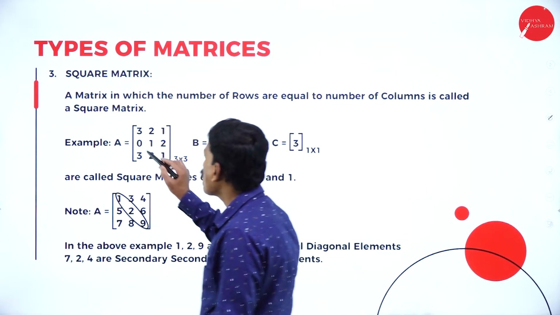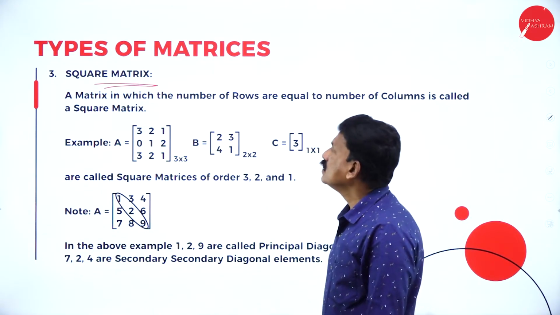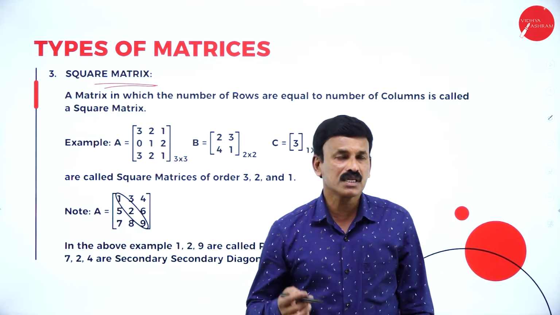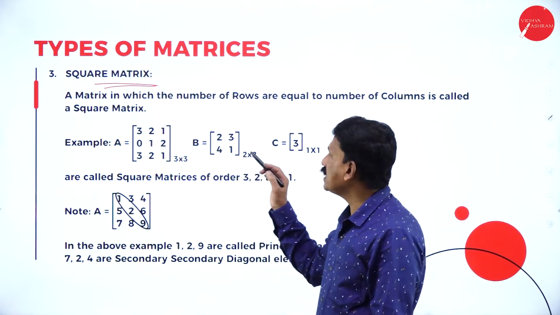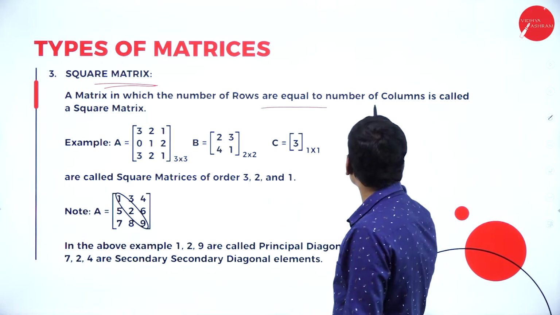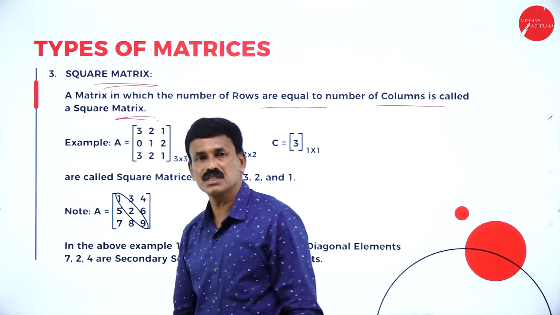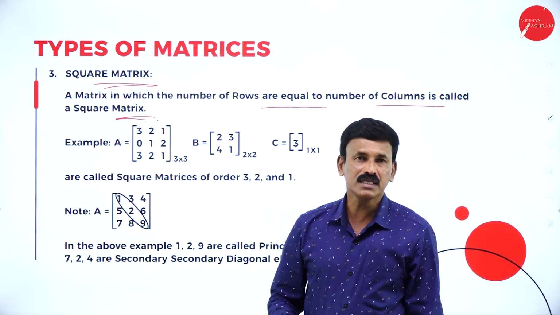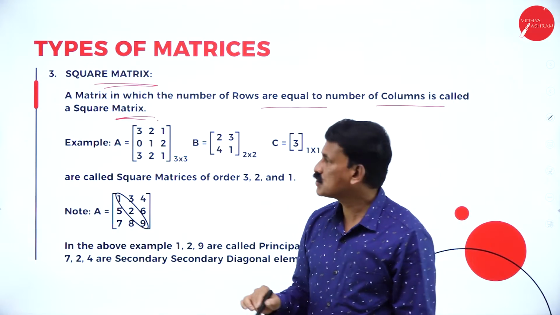Now, by knowing row matrix and column matrix, let us come to the next one, the square matrix. This is very important. Square means equal. If the number of rows and the number of columns are the same, then such a matrix is called a square matrix. A matrix in which the number of rows is equal to the number of columns is called a square matrix.